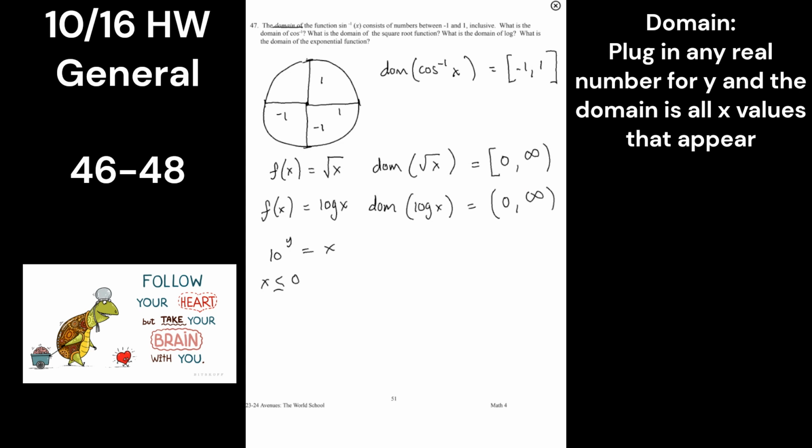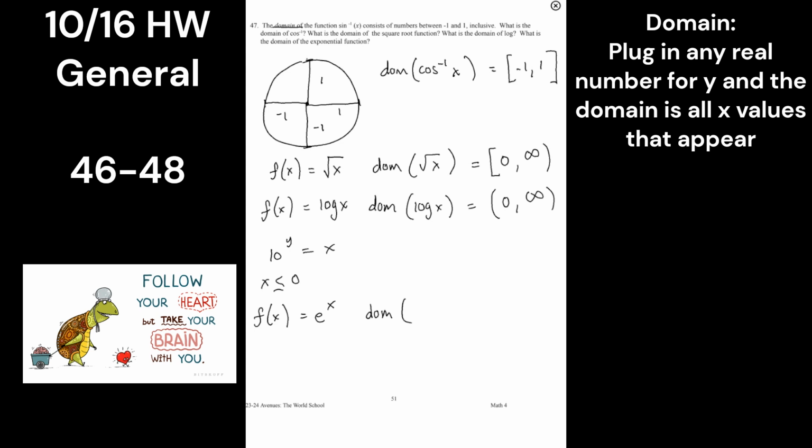Now it's asking for the domain of the exponential. So f of x equals, it says exponential, so it could be any base, but just for the sake of math, I'm just gonna use e to the x. In this case, if you don't know what e is, it's just a number. It's like 2.718. But it's special, like pi, so it has its own symbol for it. The domain of this is you can plug in any value of x.